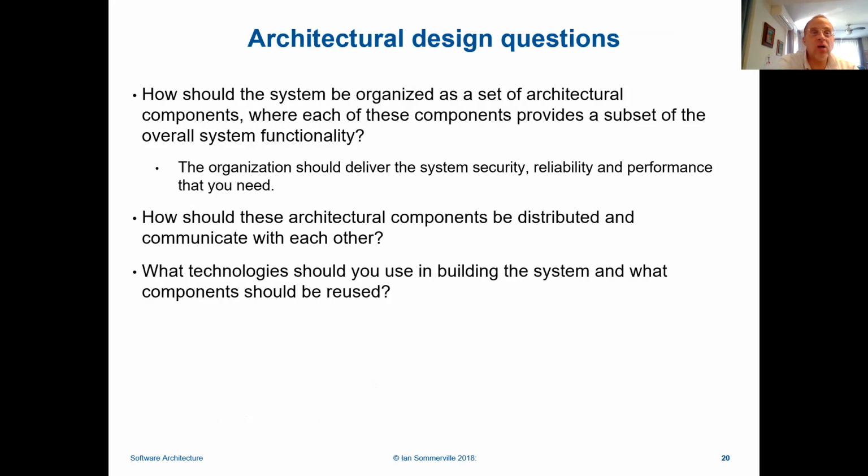Architectural design questions. How should the system be organized as a set of architectural components, where each of these components provides a subset of the overall system functionality? In other words, okay, fine, you've explained to me I need components. How the heck am I going to figure out what the components are going to be? The organization should deliver the system security, reliability, and performance you need. But how should these architectural components be distributed and communicate with each other? What technology should you use in building the system, and what components should be reused?